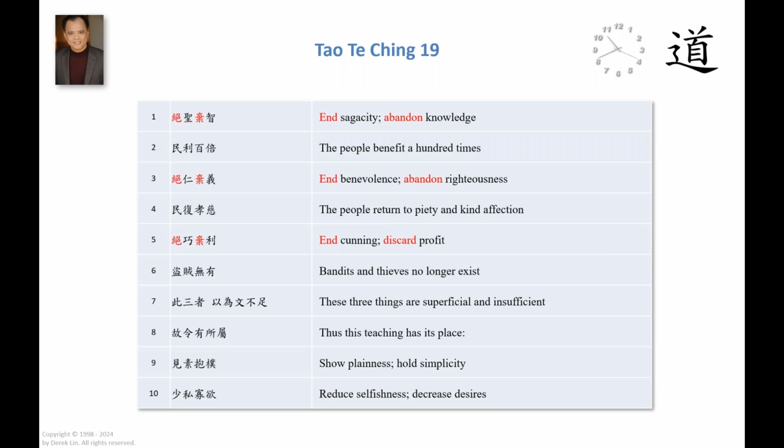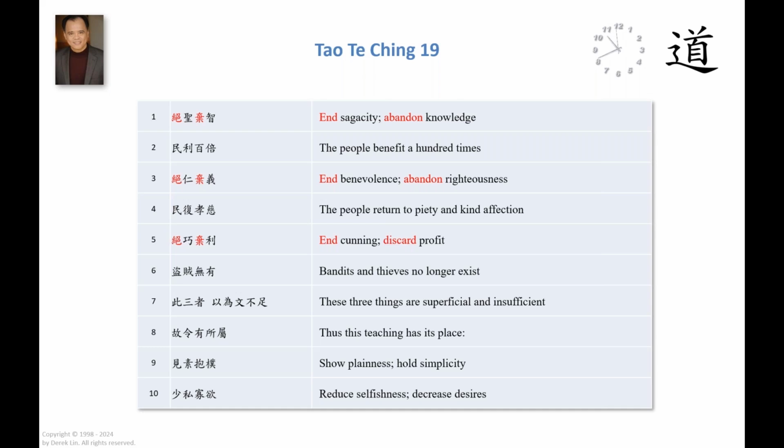This makes it easier for us to see the poetic structure, the repetition. And what Lao Tzu is saying is that if we're able to put a stop to certain behaviors and attitudes, then we can get ourselves closer to the Tao, to reap the benefits. And the way he describes it is that the people benefit 100 times, which of course just means many times.